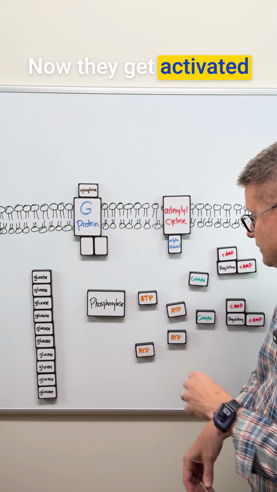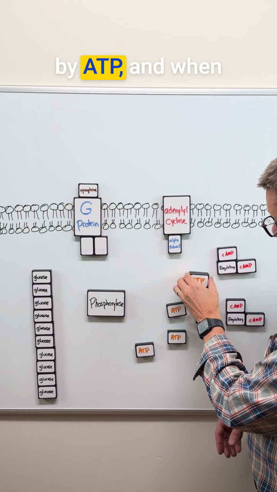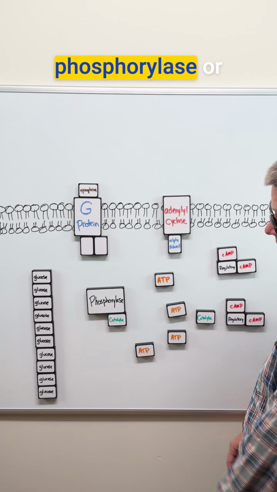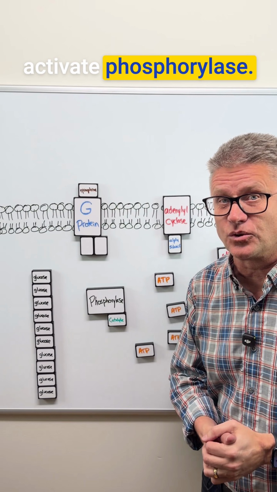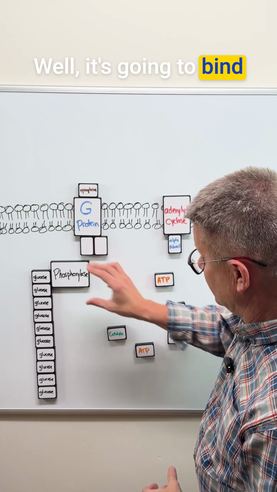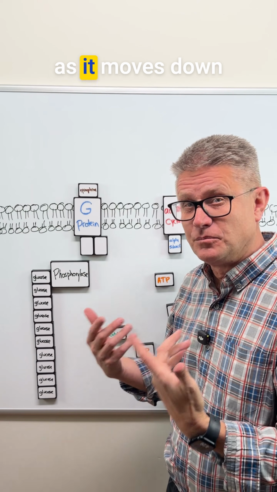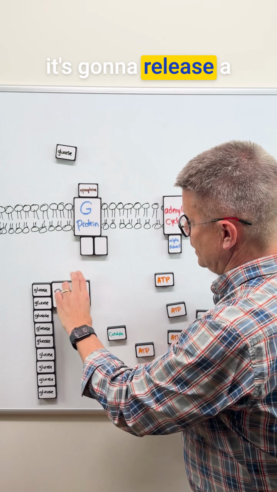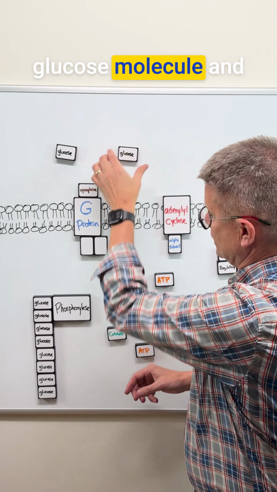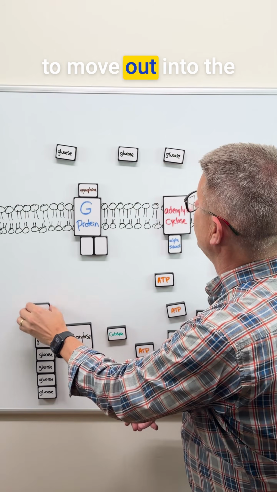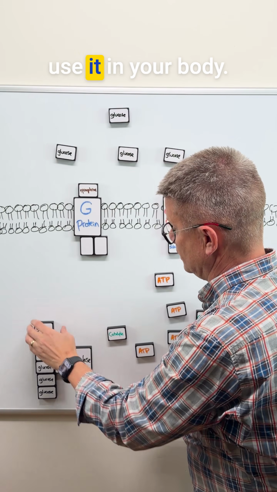Now they get activated by ATP, and when they're activated, what they do is turn on, or activate, phosphorylase. What does that do? Well, it's going to bind to the glycogen, and as it moves down the glycogen, each time it goes down, it's going to release a glucose molecule, and that glucose molecule is eventually going to move out into the cell so that you can use it in your body.